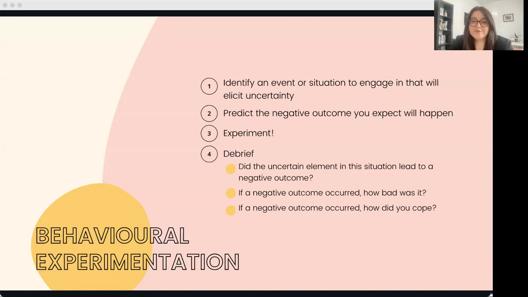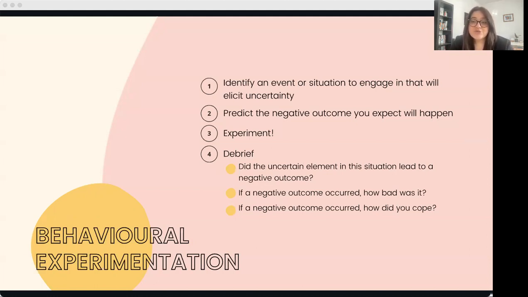The premise of behavioral experimentation is as follows. First, we want to identify a situation that will elicit that intolerance of uncertainty. Next, we want clients to predict the outcome they believe will happen when engaging in that uncertain situation. Once clients have predicted an outcome, the next step is to actually experience the situation and the accompanying anxiety. Given that these situations are likely to cause some distress, we want to make sure that clients are equipped with things like mindfulness, grounding, or distress tolerance techniques to help soothe that discomfort in the moment.